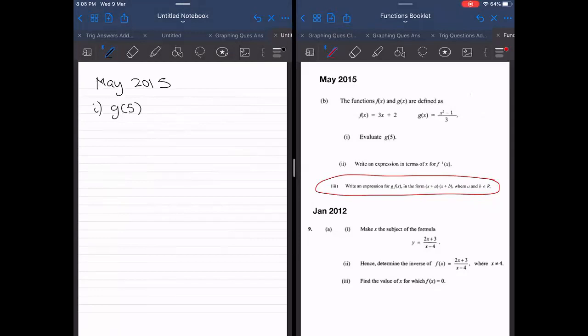So g of 5 just means wherever you see x, put 5. And the answer you're supposed to get is 8, right? So on your own time, you can go ahead and try that. Then for the next one, which is the inverse, you follow your steps. F inverse of x is supposed to give you (x minus 2) over 3.